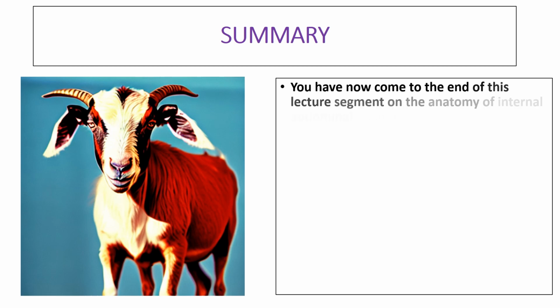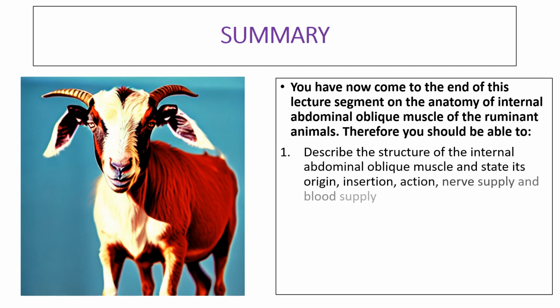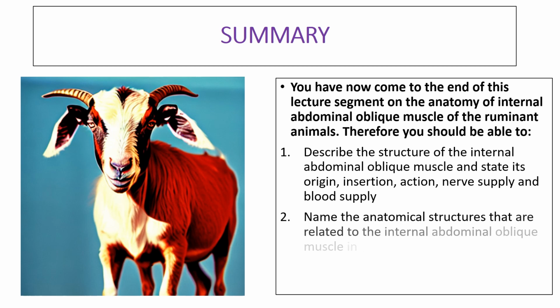You have now come to the end of this short lecture segment on the anatomy of the internal abdominal oblique muscle of the ruminant animals. Therefore, you should be able to describe the structure of the internal abdominal oblique muscle and state its origin, insertion, action, nerve supply, and blood supply. In addition, you should be able to name the anatomical structures that are related to the internal abdominal oblique muscle in the abdominal wall.